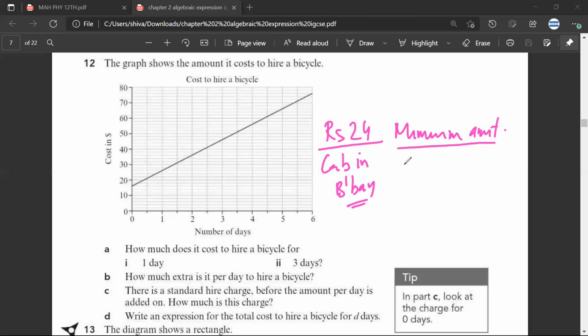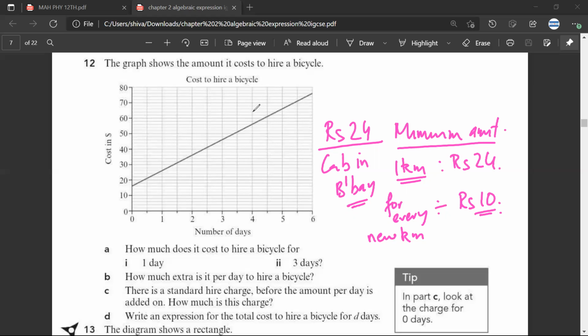I think they charge you for the first kilometer, they will charge you rupees 24. Now after that, for every new kilometer, they will charge you something. Let us say they charge you rupees 10. Mr. Ariman, have you understood?